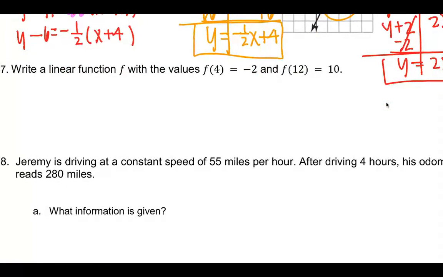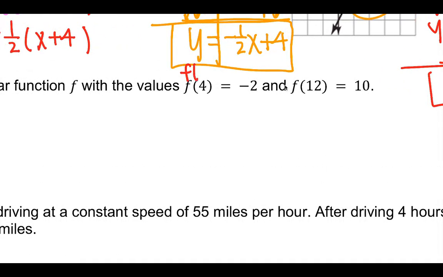Number 7 says, write a linear function f whose values f of 4 equals negative 2 and f of 12 equals 10. Okay, so normally it tells us f of x equals a number. And remember, f of x is just a fancy way of saying y. So whatever I'm plugging into my function, remember my function machine, that's my x or my input.